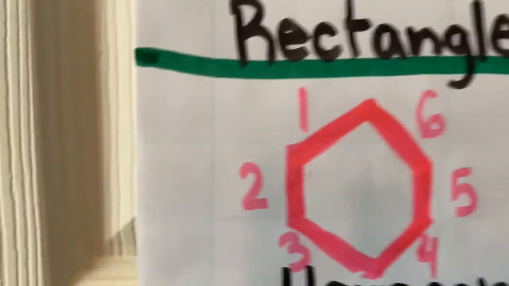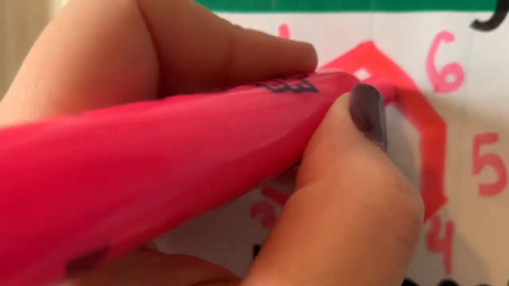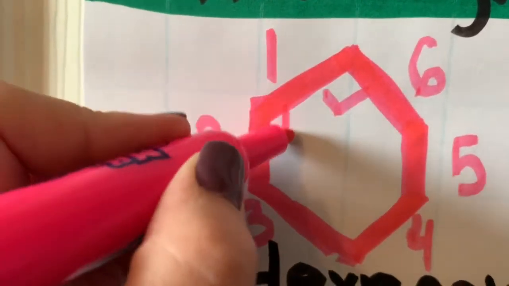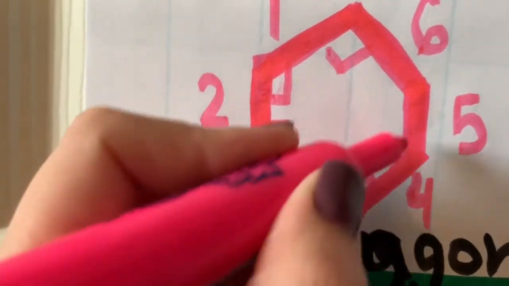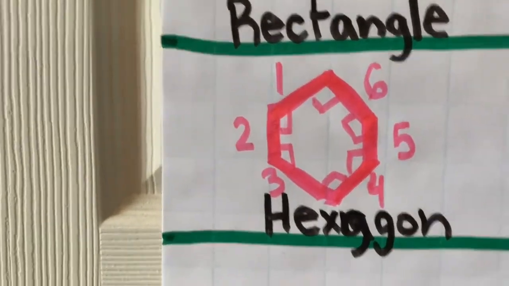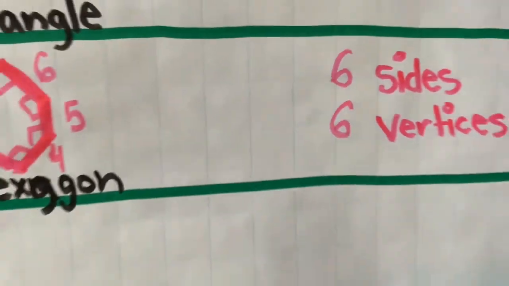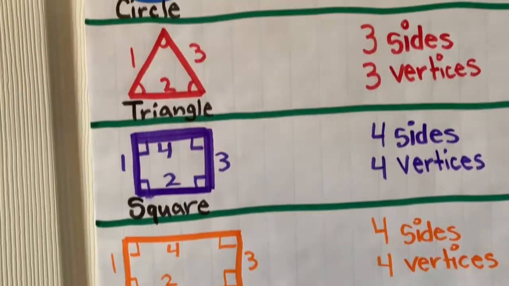6 sides. Wow. So now look, where 2 lines meet, so the corners. It has 1 corner, 2 corners, 3 corners, 4 corners, 5 corners, 6 corners. Wow, the hexagon has 6 vertices as well. That is a lot of vertices. That's the most out of any of our shapes so far.